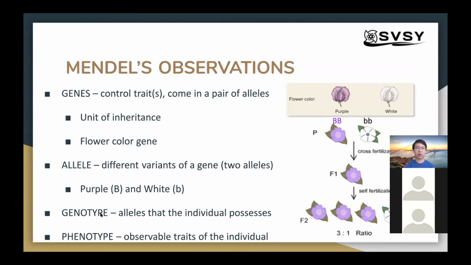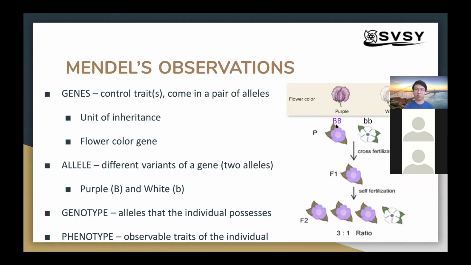And he called the combination of alleles that each individual pea plant had the genotype. So, for example, this genotype is big B, big B. This genotype is little b, and he called the observable trait of the individual the phenotype. So the phenotype of this flower is purple, the phenotype of this flower is white. And so again, genes are units of inheritance. And so genes control certain traits.